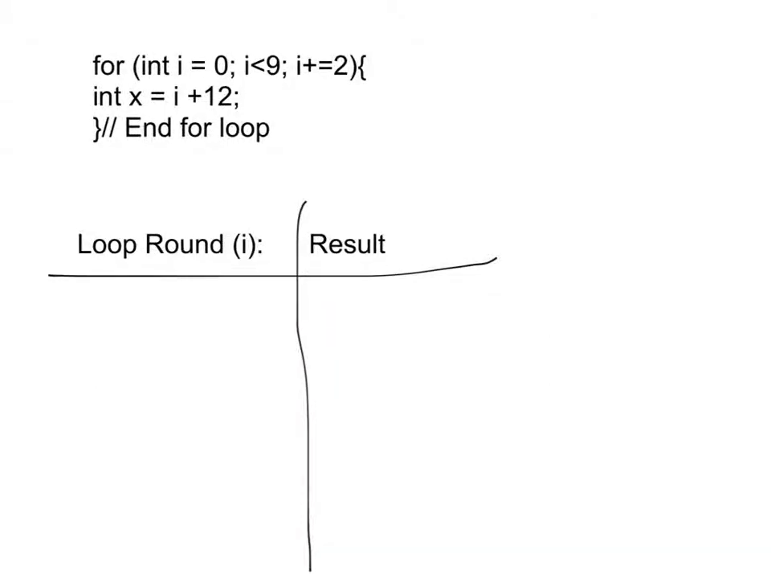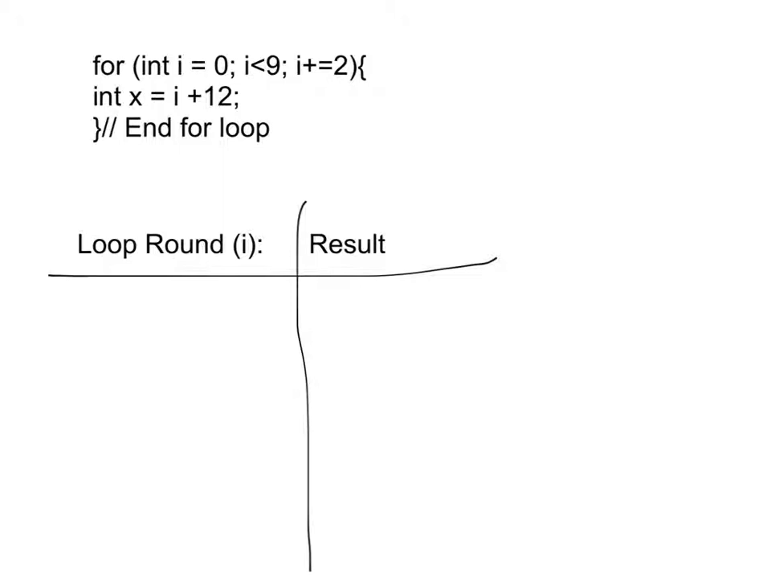Here we have another loop where, once again, integer I starts at 0, which is normal for what we're looking at. The loop is going to break when I is no longer less than 9, but this time we're having our I increase by 2. So let's see what happens. Let's do our first run through.